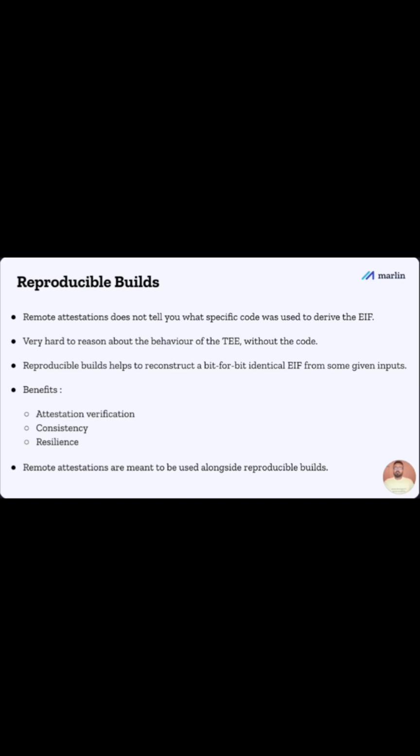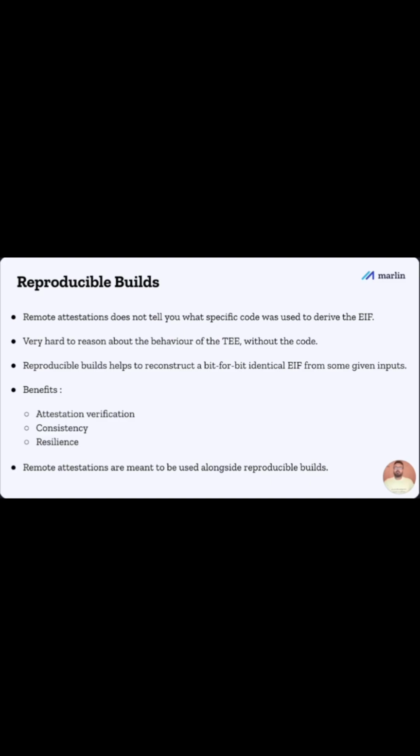Now that we understand attestations, let's talk about one problem that it doesn't address. Remote attestations do not tell us what specific code was used to derive an EIF. A malicious actor could have easily gotten hold of the system at the time of building an EIF. So now the TEE runs a malicious build and is still able to provide remote attestations. Considering this scenario, a natural question arises. How do we actually verify that the EIF was built from a trustworthy piece of code? Because unless this issue is addressed, it becomes really hard for us to reason about the behavior of a TEE.